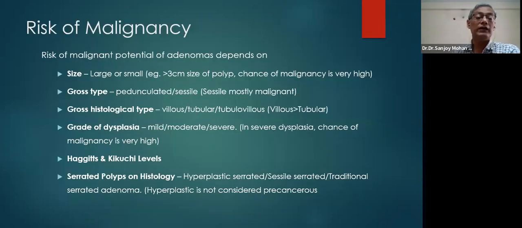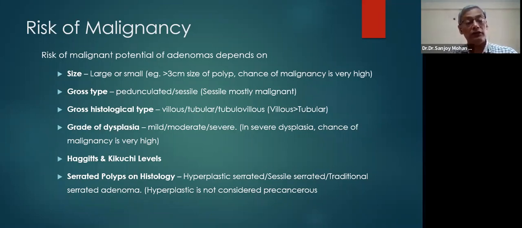So what is the risk of malignancy? The risk of malignant potential of adenoma depends upon the size. Any polyp whose size is 1 centimeter or less is less likely to be malignant. But any polyp more than 3 centimeters, the chance of malignancy is very high. And regarding gross types, pedunculated polyps are generally benign; they can convert into malignancy, but most of them are benign. And sessile polyps are mostly malignant.